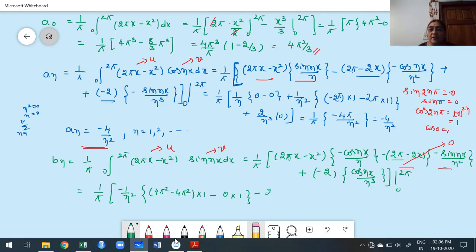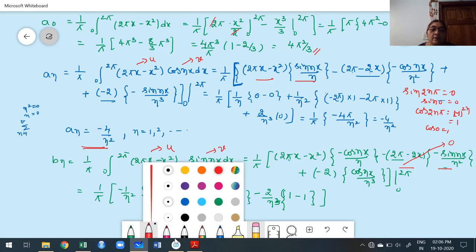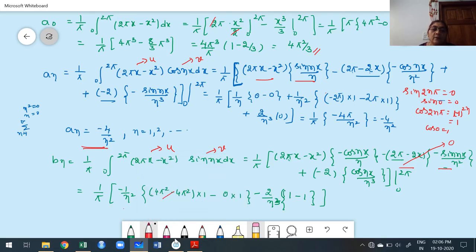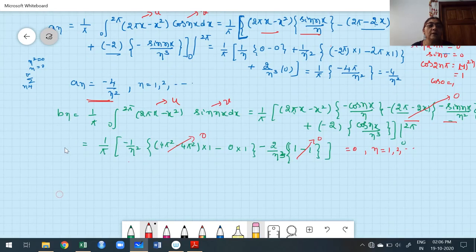Plus into minus is minus 2 by n cube. 2 by n cube of cos of 2n pi is 1. Cos 0 is 1. Observe carefully. This is also 0. This is 0. This also must be 0. What happened? The entire b_n is 0 for n equal to 1, 2, 3, etc. b_n is 0. Then we have to construct the Fourier series.